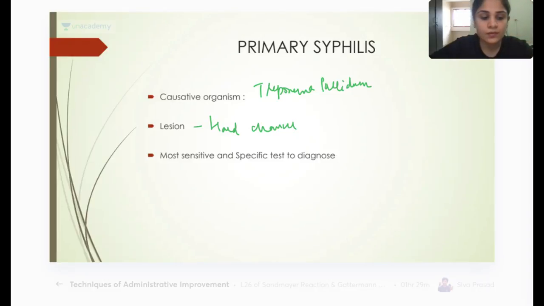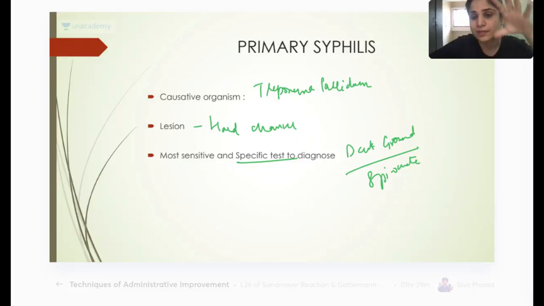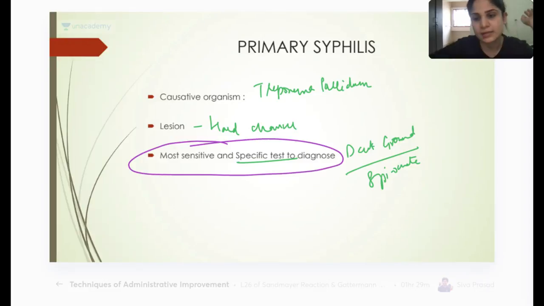Okay, now, according to me, the most specific test is dark ground illumination. Under dark ground illumination, you will be able to see the spirochete and its motion. But I am not the expert in this because the thing keeps changing again and again. So you can speak to Dr. Cheshta. She is our dermat educator. She will be able to answer this question for you: what is the most sensitive and specific test to diagnose primary syphilis?